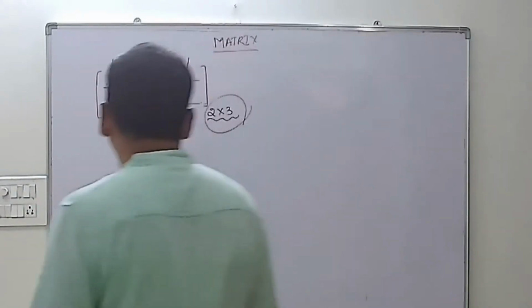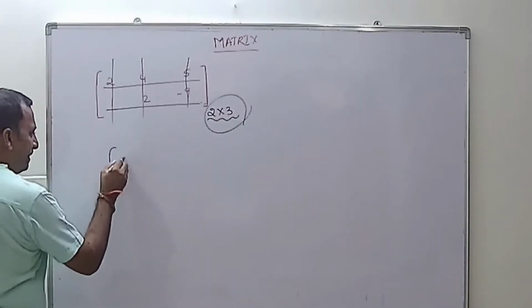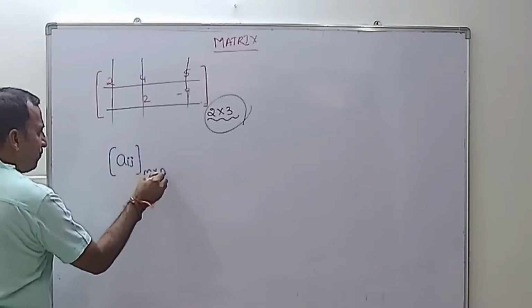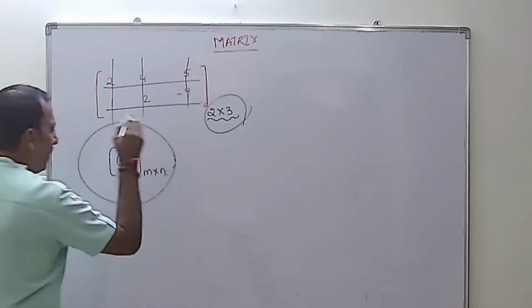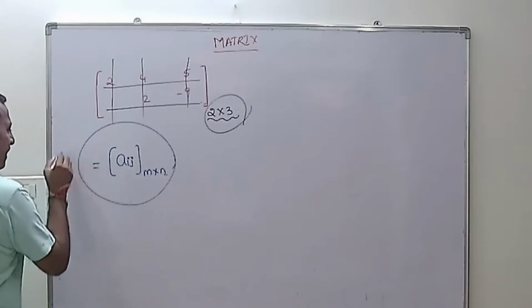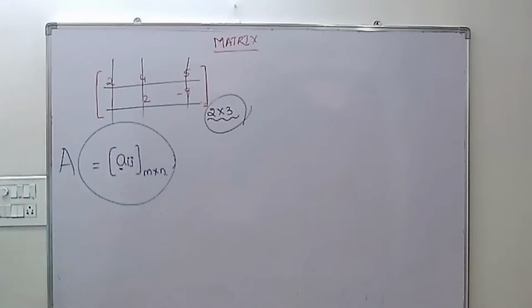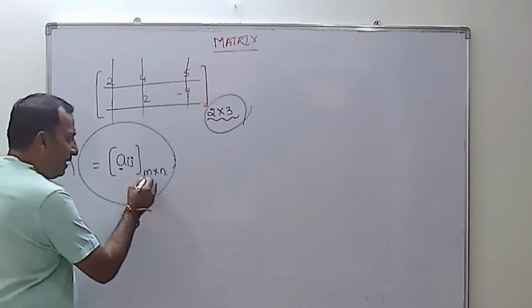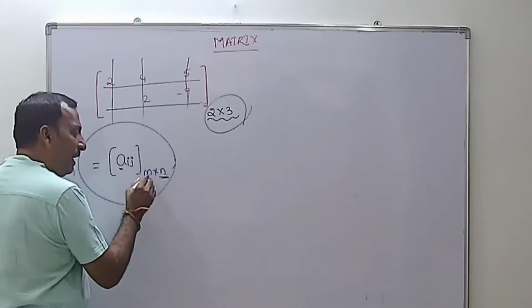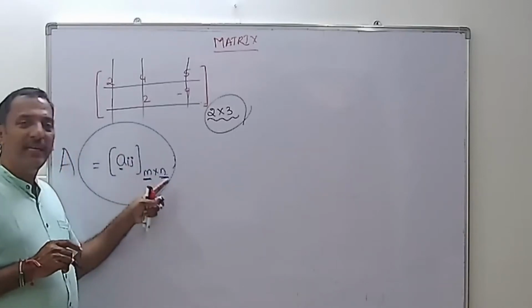See, generally a matrix is represented like this, Aij of order m/n. This is the general representation of the matrix, and the name of the matrix is always represented by a capital letter. The elements are represented by small letters. Here the order of the matrix is m/n, meaning the matrix contains m rows and n columns.